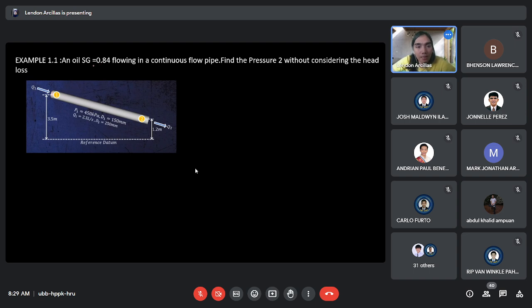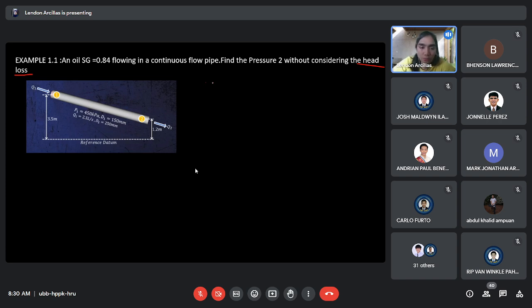An oil with a specific gravity of 0.84 flowing in a continuous flow pipe. Find the pressure 2 without considering the head loss. So again, this is a perfect flow because we are not considering the head loss first. So wala pa tayong head loss. So perfect flow, or what we call Bernoulli's principle.